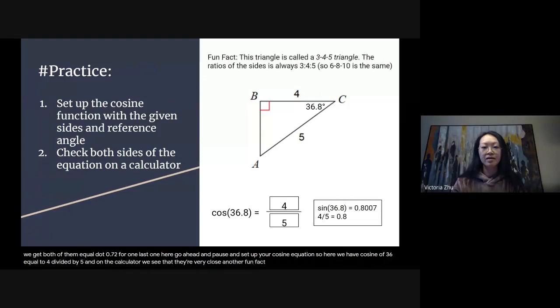Another fun fact, this triangle is called a 3-4-5 triangle. This comes from the fact that if I have a hypotenuse 5 and leg 4, then the other leg has to be 3. And we have 3, 4, 5. And this is representing ratio. So actually, other triangles also do the same thing. For example, 6, 8, 10. If I doubled the sides, it still has the same relationship.